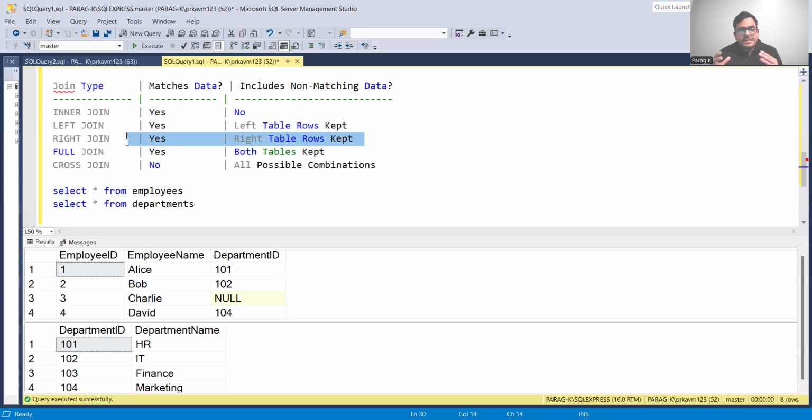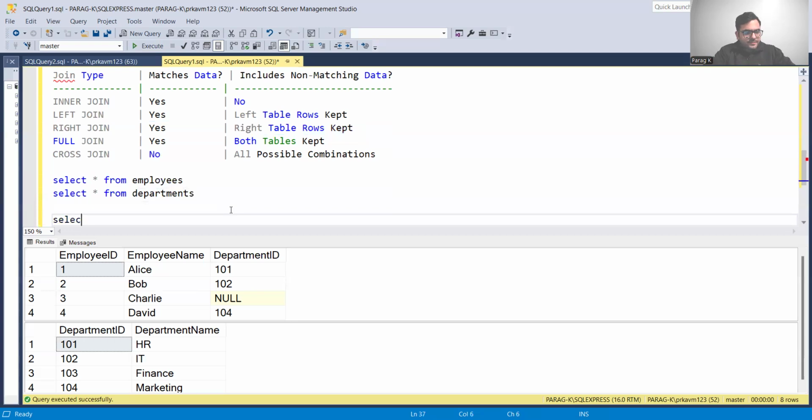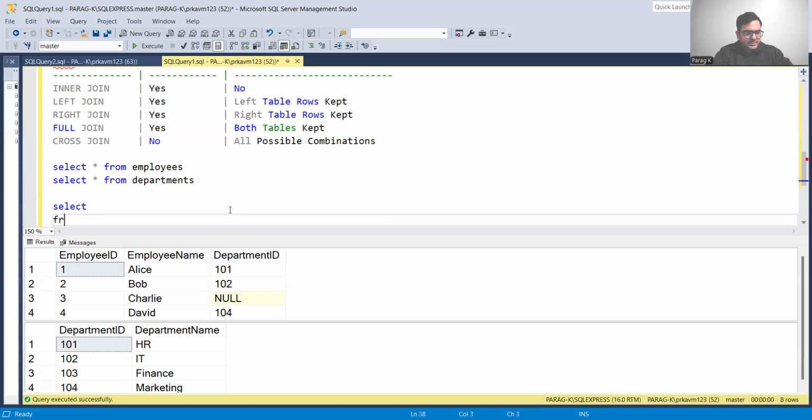And cross join is all possible combinations, permutations and combinations, as many as possible. So I'm going to go ahead and show you how it is possible and what it looks like. Let me start by writing. Let's do this. Select, from employees. Let me do e dot everything, e dot star.